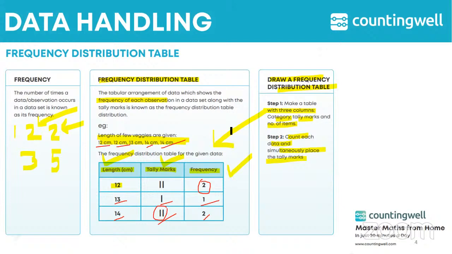Here you can see we have 3 columns. First column is of category. So we have lengths here. Then we have tally marks in the second column. Then we have number of items, which is frequency, in the third column. Now we are counting each observation and simultaneously placing the tally marks as I have shown here.